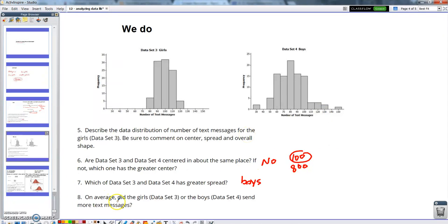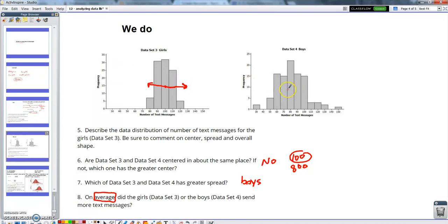And then on average, did the boys or the girls send more text messages? Now you'll notice that there's a word there, average, which makes it seem like we need to calculate this, right? Sometimes you can tell from looking at this which is going to have a higher average. These I am not sure. This one I would say, I bet the average is pretty close to 100 because you don't go very far either way, and there's about the same number below as above.